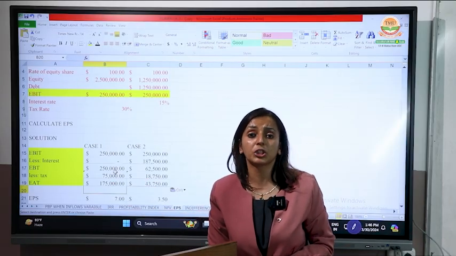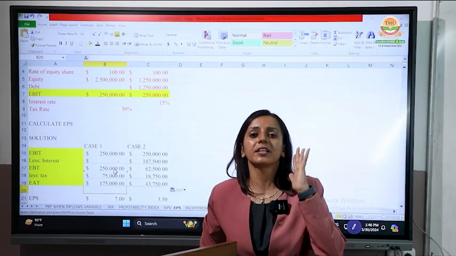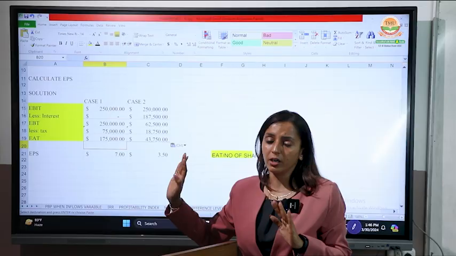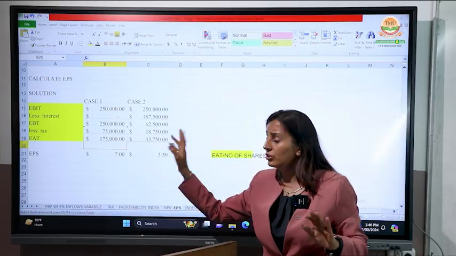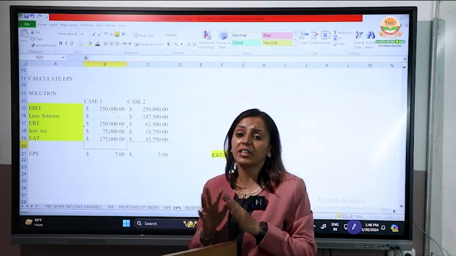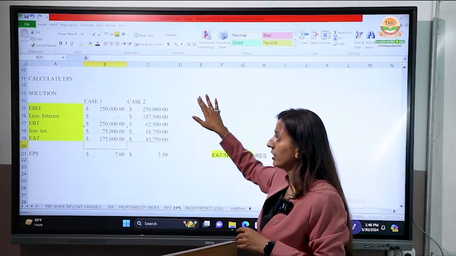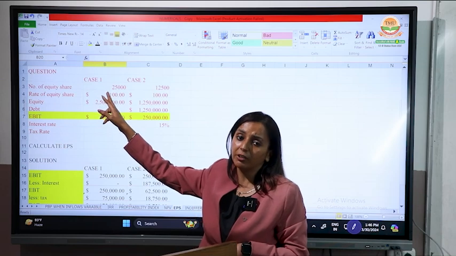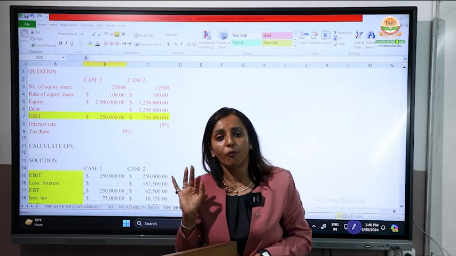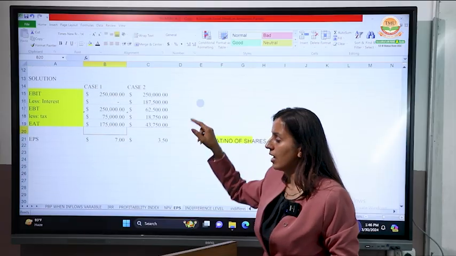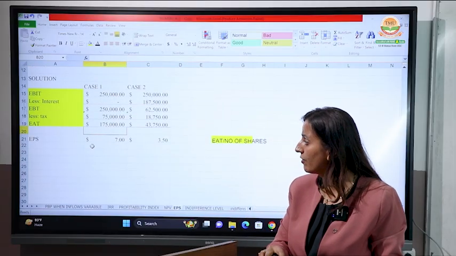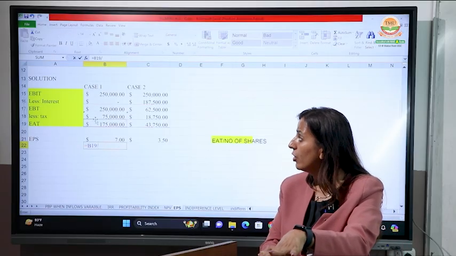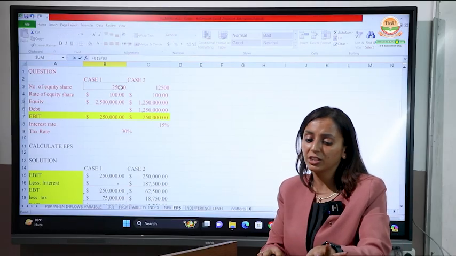This is the amount which the equity shareholder receives after paying the interest to the debenture holders and after paying the tax. Now what are we getting? 1,75,000 in the first case and 43,750 in the second case. In the first case, the number of equity shares is 25,000, and in the second case, we have 12,500. Now putting all these values in, we get the EPS, which is earning after tax divided by the number of shares, that is 25,000. Just press enter.